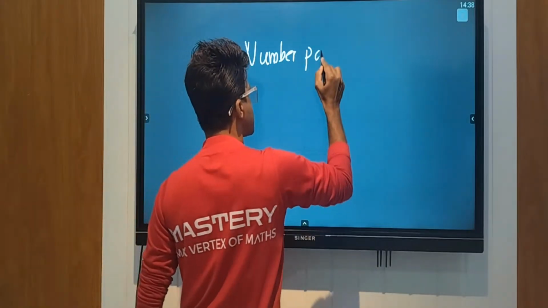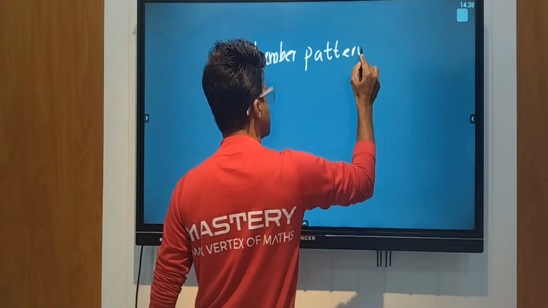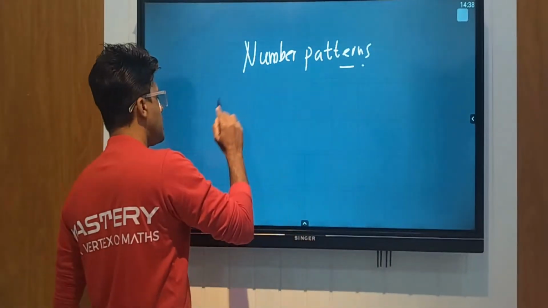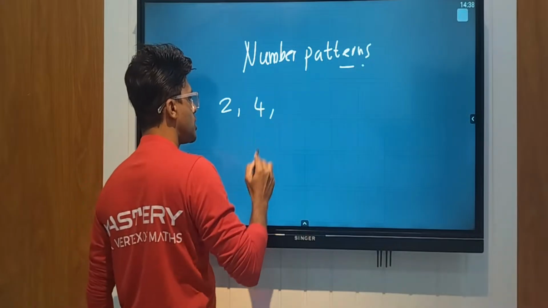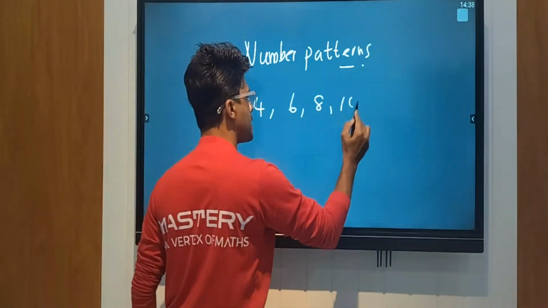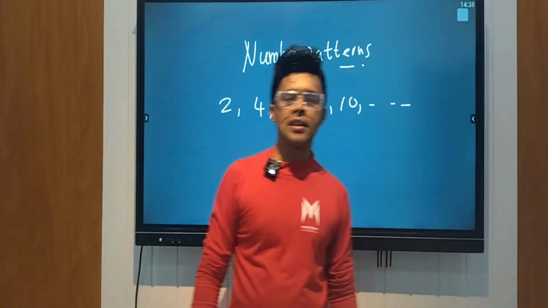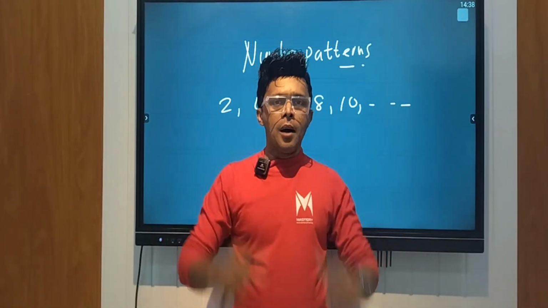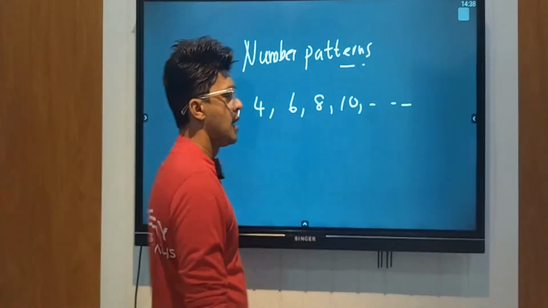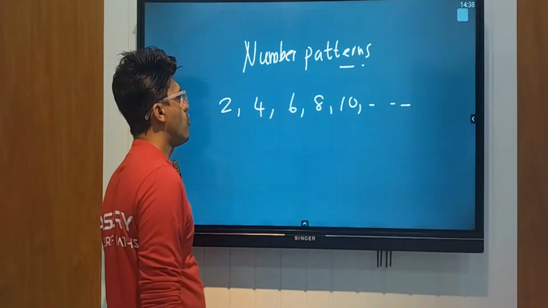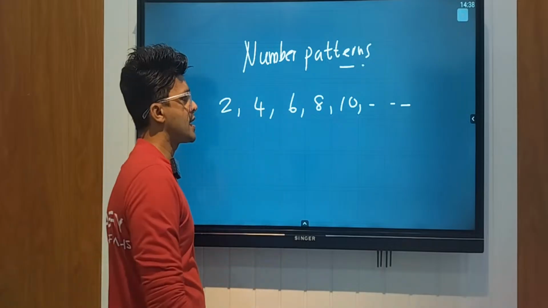Number patterns. Think of this one: 2, 4, 6, 8, 10, and so on. You could see this relation. What is this relation really? 2 plus 2 is 4, 4 plus 2 is 6, 6 plus 2 is 8, 8 plus 2 is 10, and so on.